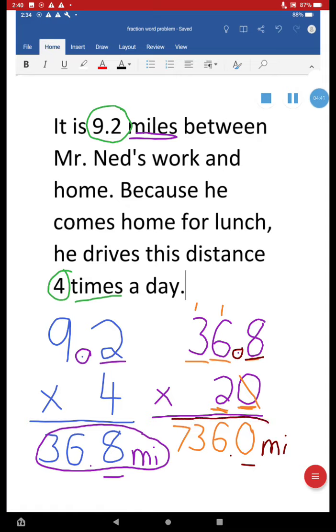So Mr. Ned drives 36 8/10 of a mile every day going to work, which means he drives 736 miles in a month. We could use our knowledge of multiplication and decimals to figure out the total. Now put that into practice today on 4.11 homework.